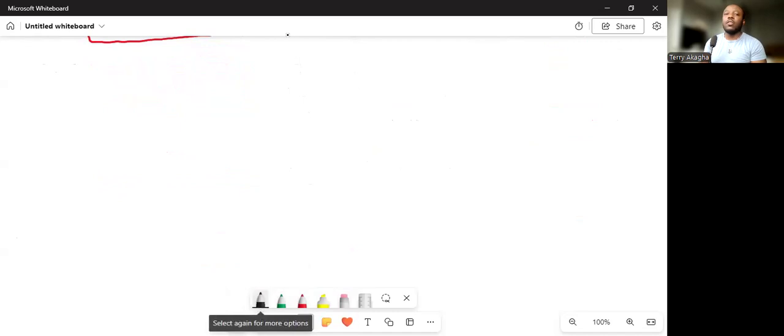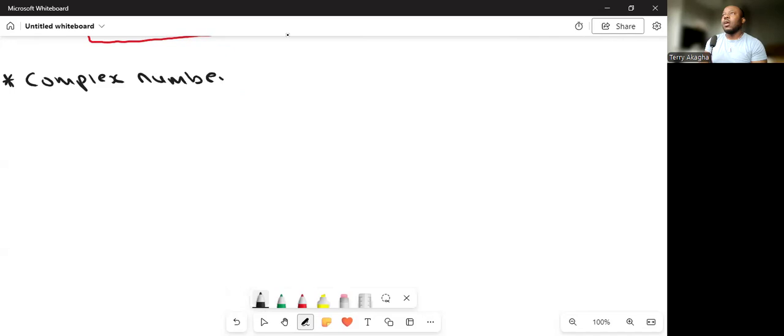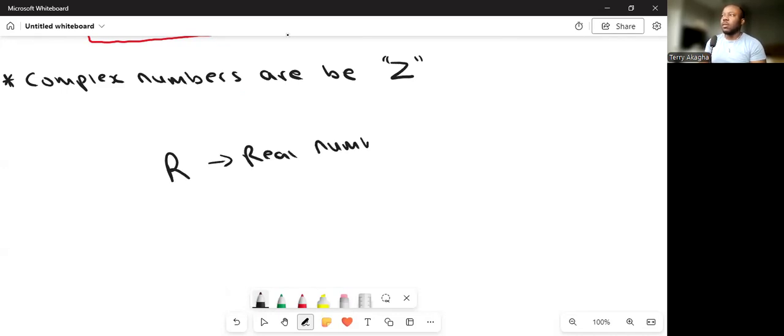So then a complex number. Usually complex numbers are denoted by Z. Normally R means real numbers, but complex numbers are denoted by Z usually. So when you're solving a question and they say the answer is a member of Z, they are referring to complex numbers.